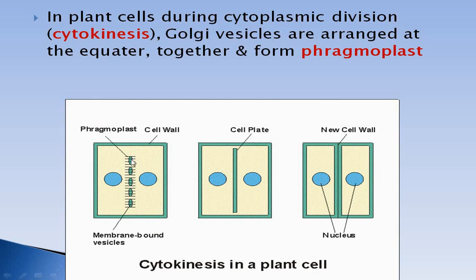So the vesicles from the Golgi line up at the center or equator of the cell. This is called the phragmoplast. These vesicles contain the material for the synthesis of the cell wall. Then these vesicles fuse together to make up the cell plate, which gradually elongates, and then it makes up a new cell wall for both new daughter cells.